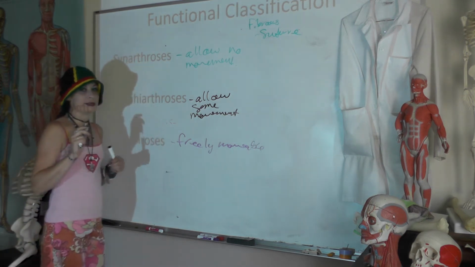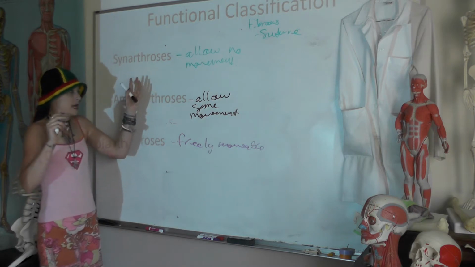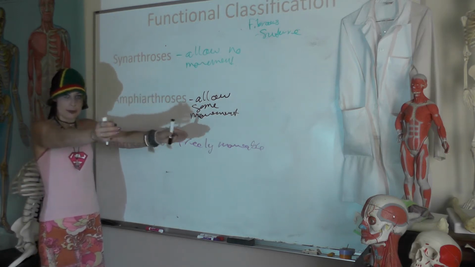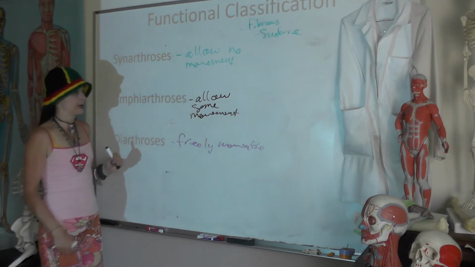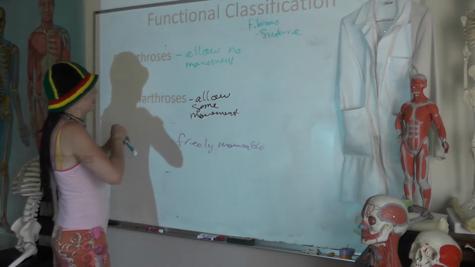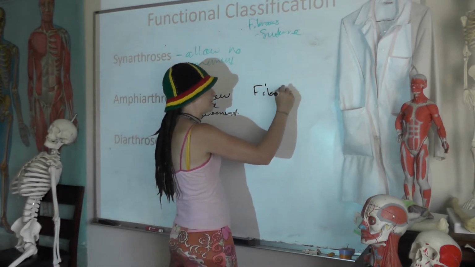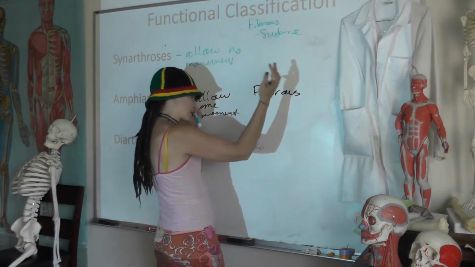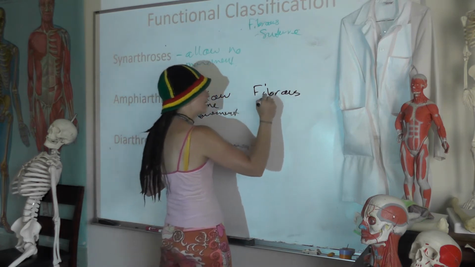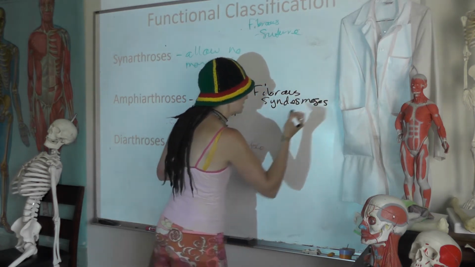Now, what about our syndesmoses, the next kind of fibrous joint? Do they allow no movement? Some movement, freely movable, like those interosseous membranes between your radius and ulna. They allow some movement. So your syndesmoses are fibrous joints by structural classification, they're amphiarthritic by functional classification, and their name is syndesmosis or syndesmoses.